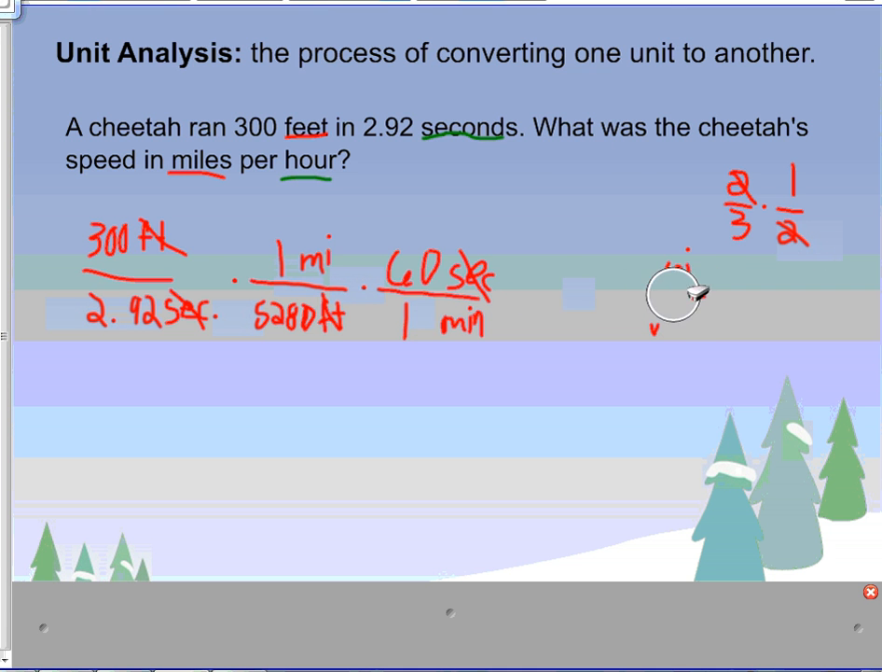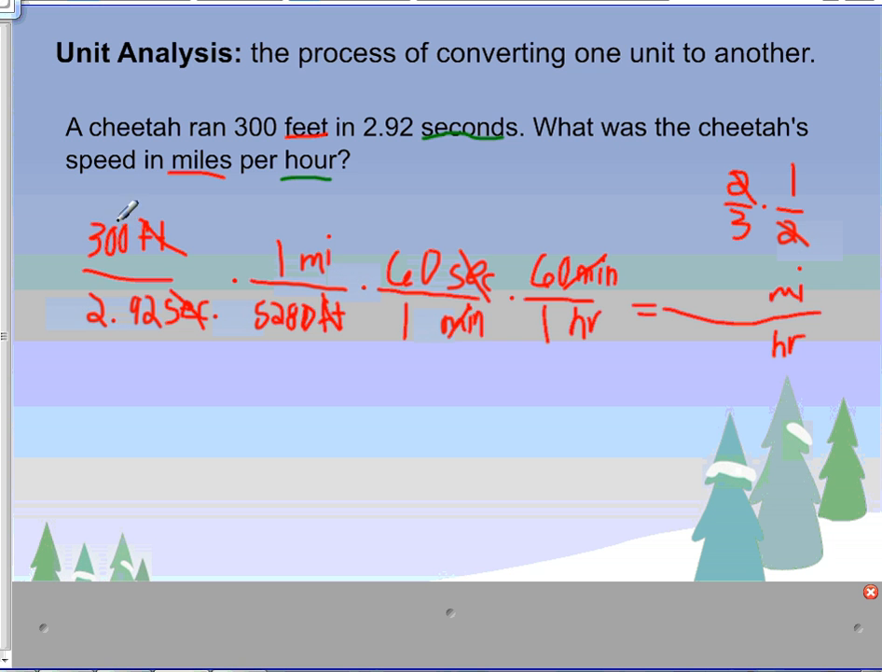Sorry, I'm jumping the gun here with my equal sign. We have to do one more calculation. We also need to get the minutes to hours. So for every 60 minutes, there is 1 hour. So I can get rid of my minutes. And then again, here we go. Now I'm left with miles over hours, which is what we want.